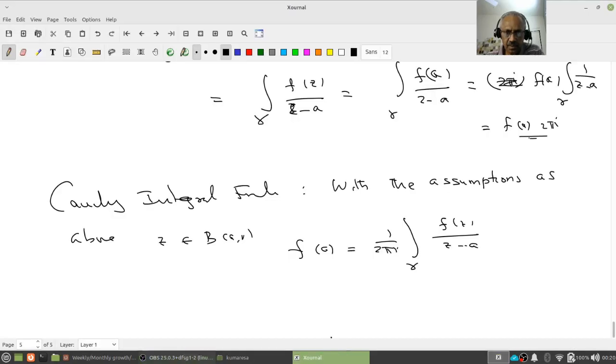Just before I end my lecture, there is one more thing which I would like to talk about and stop there. Look at this Cauchy integral formula. Is this natural? Is it to be expected?